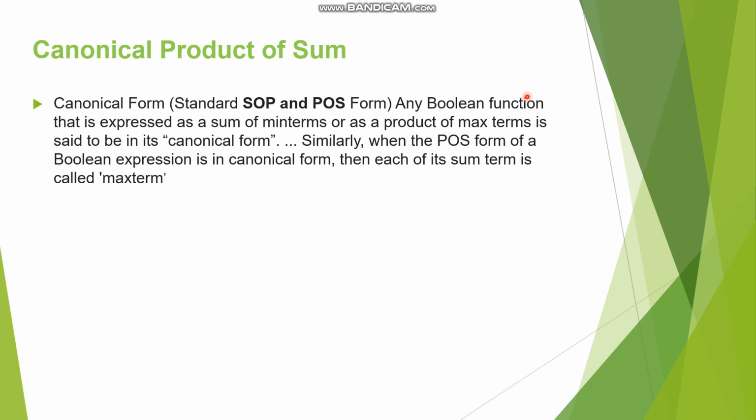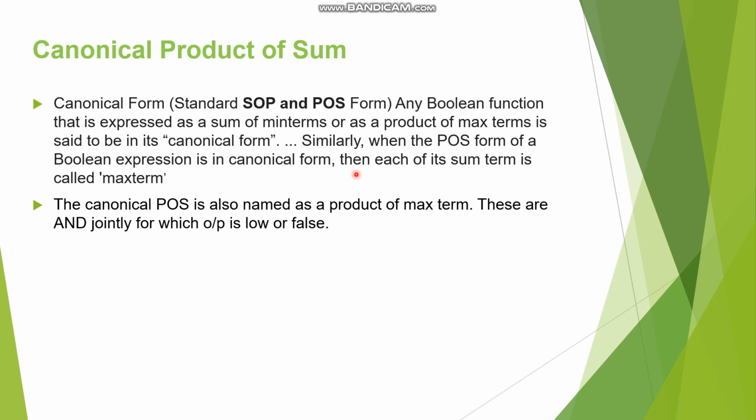Any Boolean function that is expressed as a sum of min terms or as a product of max terms is said to be in its canonical form. This statement I will explain with an example in the next slide. Similarly, when the POS form of a Boolean expression is in canonical form, then each of its terms is called a max term. One more statement: canonical POS, meaning product of sum, is also named product of max terms. How it is, I will show.